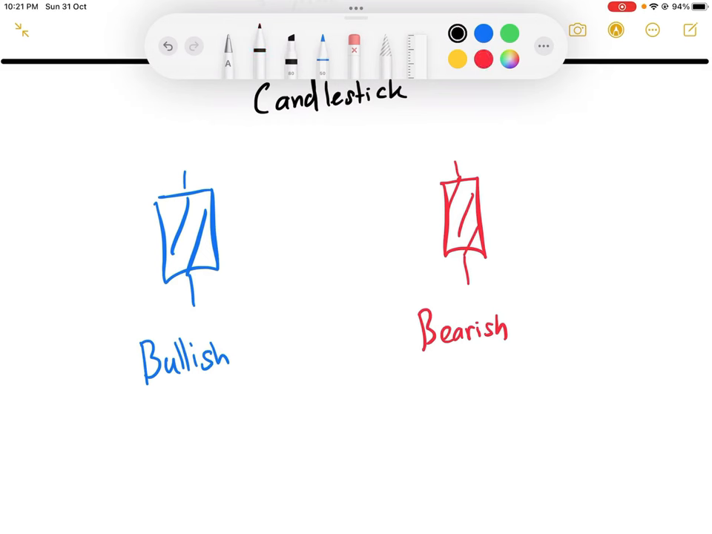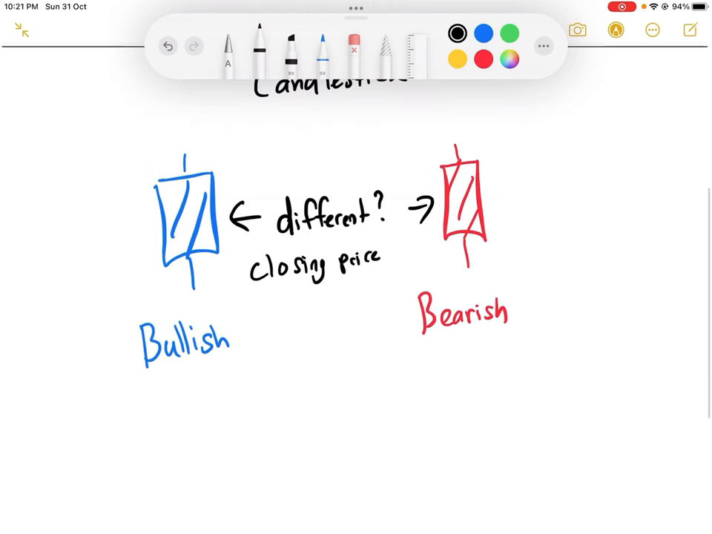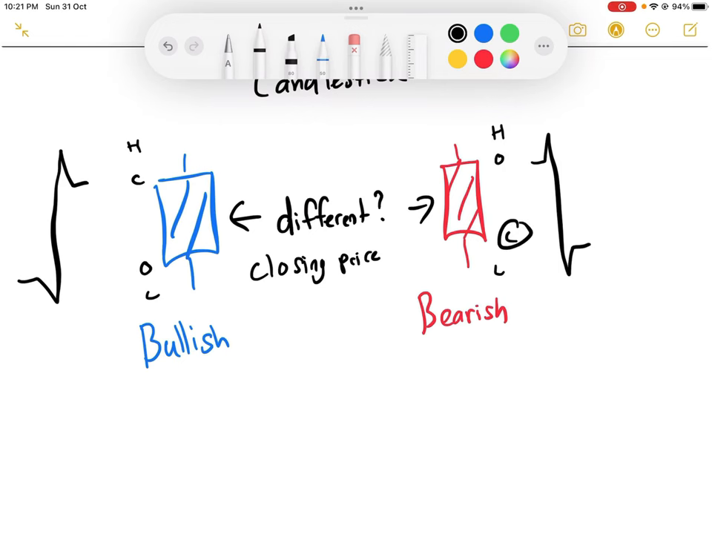So the question is, what makes these two candlesticks different? The answer is closing price. For bullish: open, low, high, close. And for bearish: open, high, low, close. So the movement of price is like this. You see the closing price.